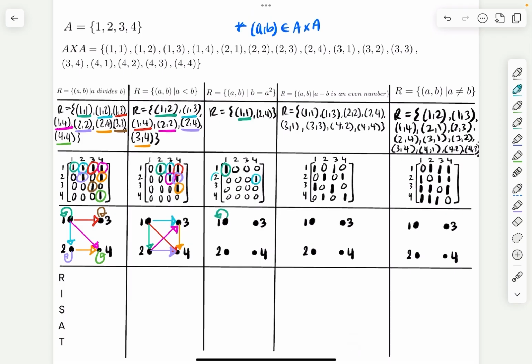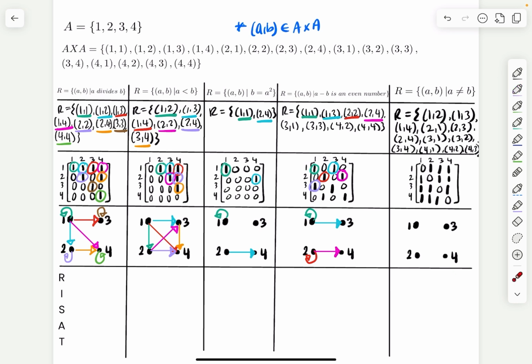Here I see another 1, that means there's an arrow from 2 to 4, so I go from 2 all the way to 4. For this relation, I see a 1, that means there's an arrow from 1 to 1, an arrow coming from 1 back to 1. I see another 1, that means there's an arrow from 1 to 3. I see another 1, that means there's an arrow from 2 to 2, so I go from 2 back to 2. Then I see another 1, that means there's an arrow from 2 to 4.